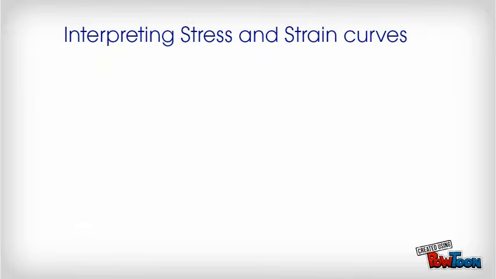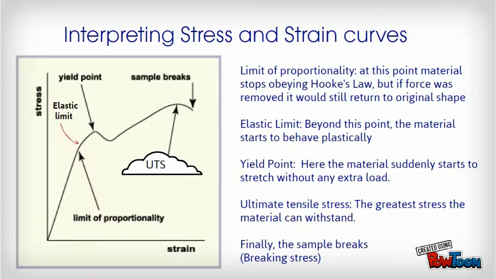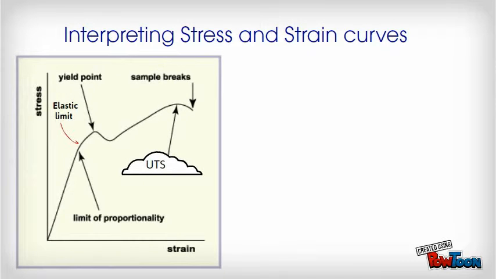Moving on to interpreting stress and strain curves. Well, again, we've got stress plotted against strain. We can see the limit of proportionality, which is the point at which the material stops obeying Hooke's law and the graph no longer becomes a straight line. And then we have the elastic limit, and beyond that point the material will start to behave plastically.